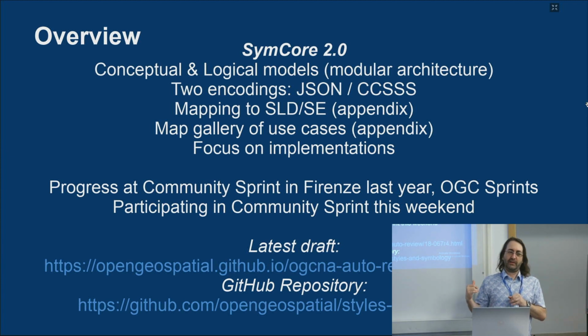And the focus really is on implementation. So this is really something that will be ready to implement, and it's already, to some extent, ready to implement. And so I hope to engage with some of you at the community sprint this weekend. We had the last community sprint last year in Firenze. We kicked off a lot of this new standard. The latest draft is available here. We have a GitHub repository, so you can submit issues, you can review the progress.